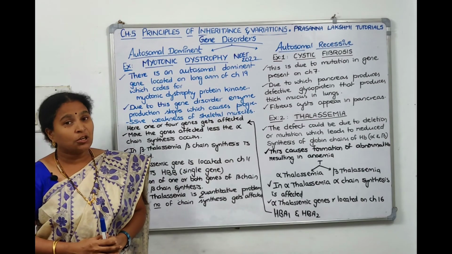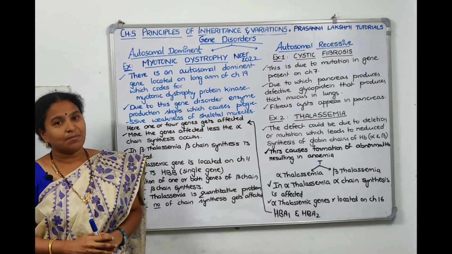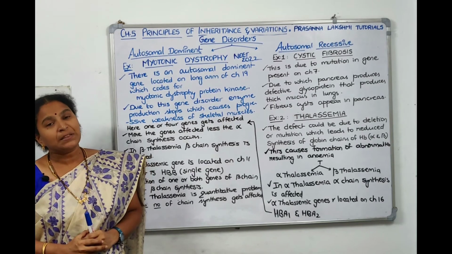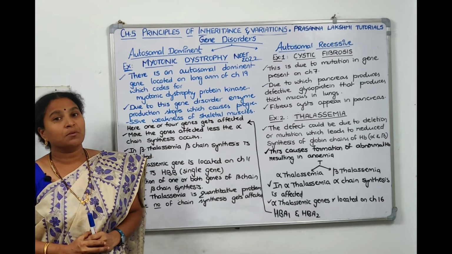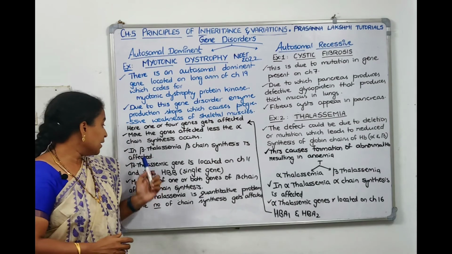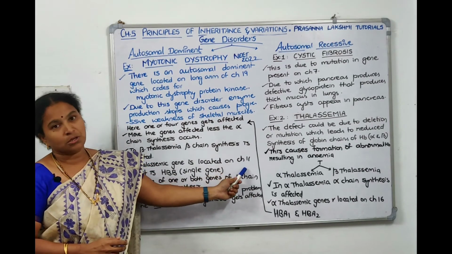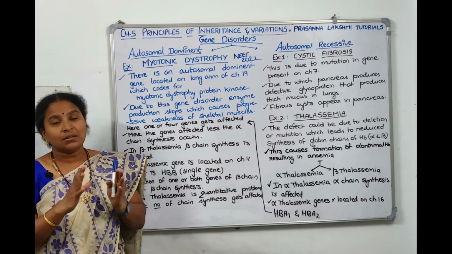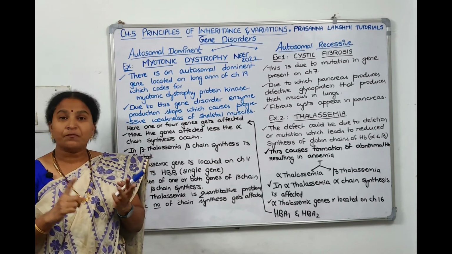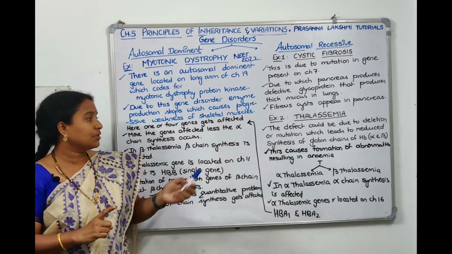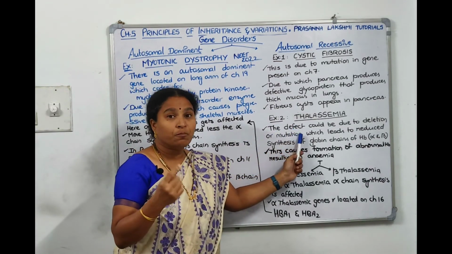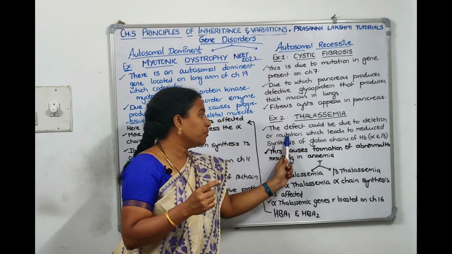Thalassemia, where is the gene located? There are 2 types of thalassemia, alpha thalassemia and beta thalassemia. The alpha thalassemic gene is located on chromosome number 16. The beta thalassemic gene is located on chromosome number 11. Now what is thalassemia? The gene gets defective because of deletion or because of mutation. That's what they mention in NCERT. Thalassemia is a defect that could be due to deletion or due to mutation.